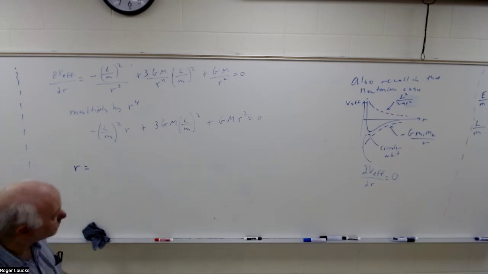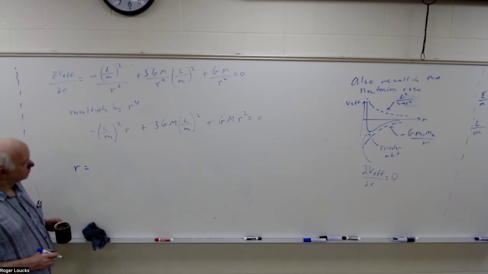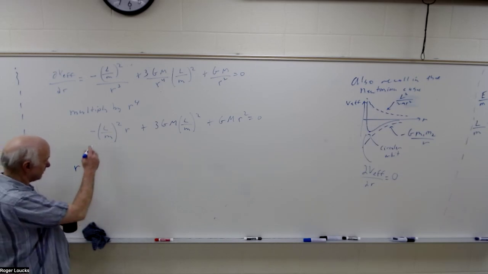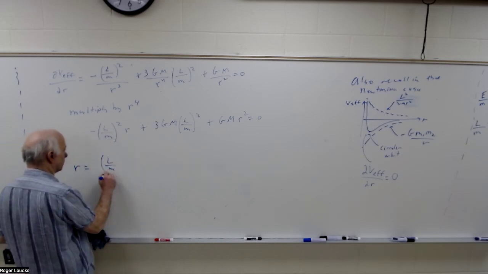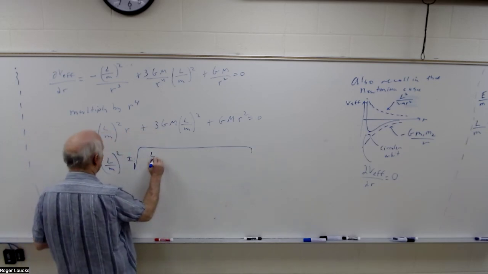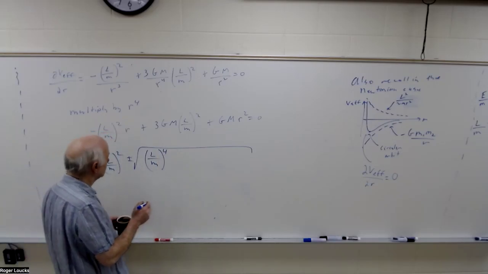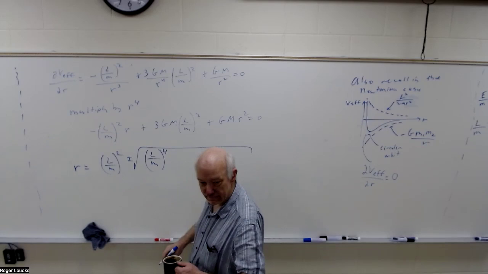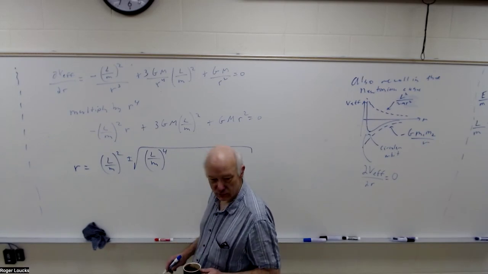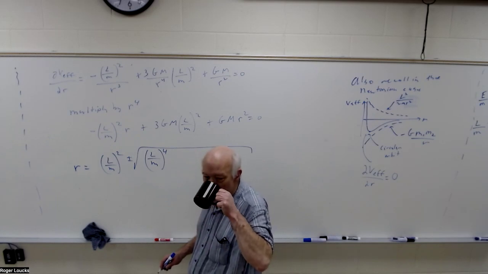Okay, so what does this give me? Minus B, which is L over M squared, plus or minus the square root of L over M to the 4th power. That's where you get the square root. We do that in two steps: we calculate the discriminant first and then just take the square root of D.